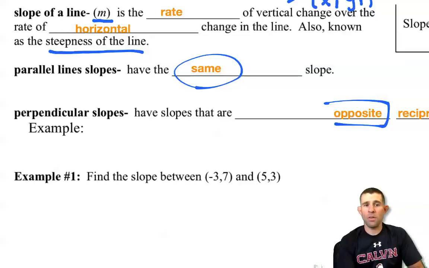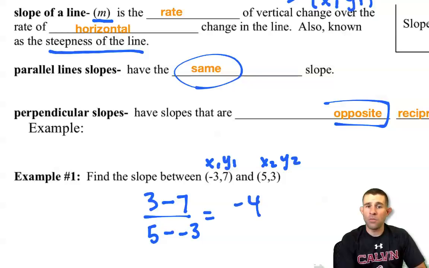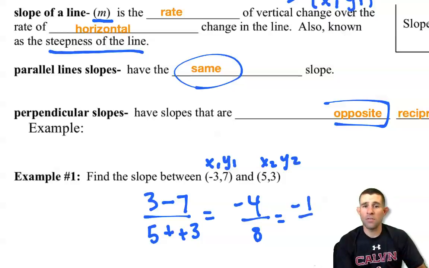In example 1, we want to find the slope between these 2 points, -3, 7, which we'll call x1, y1, and 5, 3, which we'll call x2, y2. So remember, we're going to take the difference in our y's, so we'll say 3 minus 7, and we're going to divide that by the difference in our x's, 5 minus -3. Now that becomes a -4 in the numerator, and 5 minus a negative is plus a positive, so that becomes 8 in our denominator. Now we should always reduce this to our lowest fraction, which is -1/2.